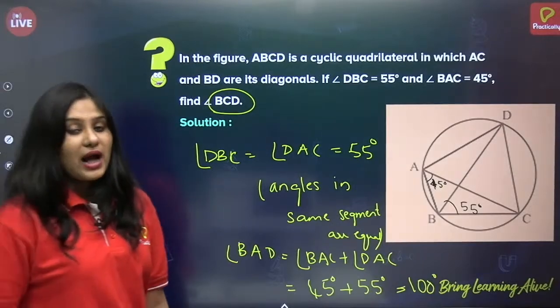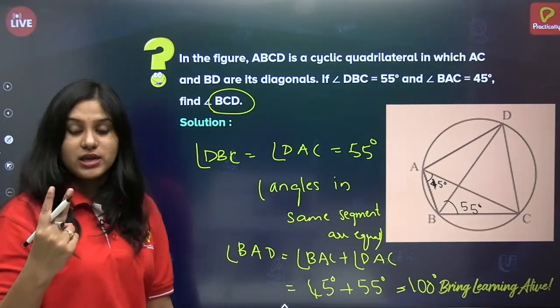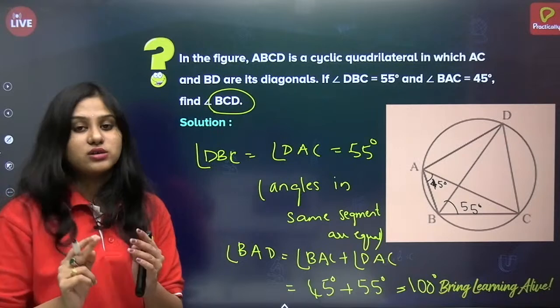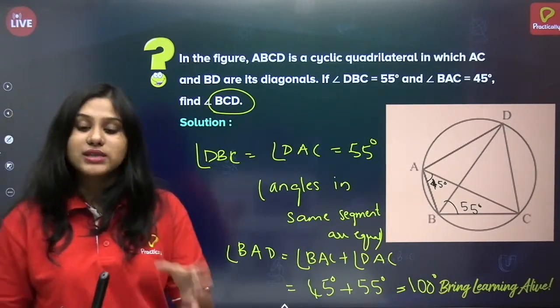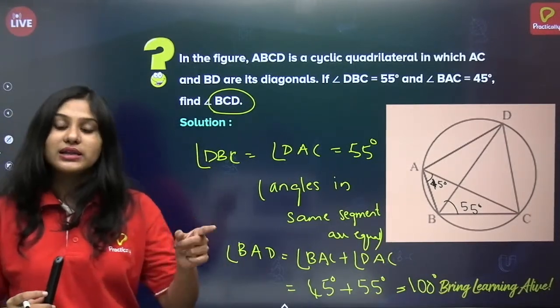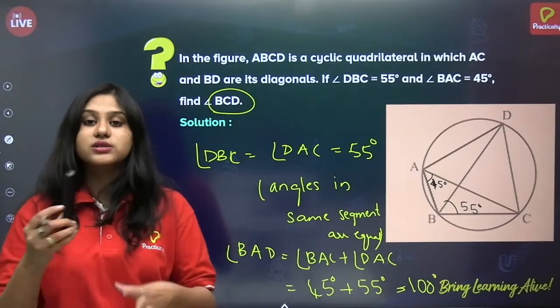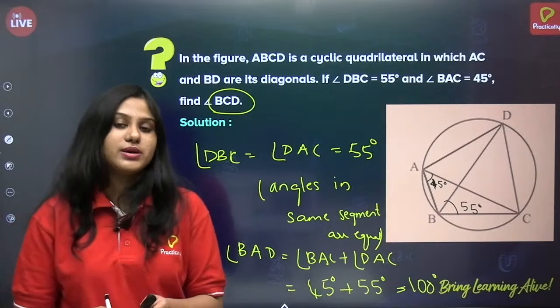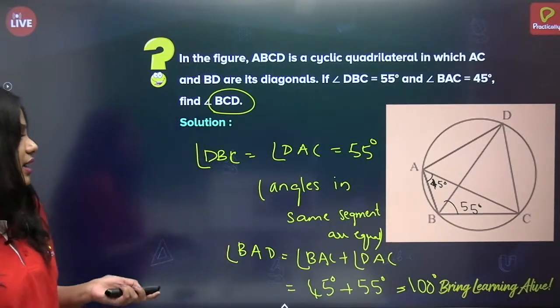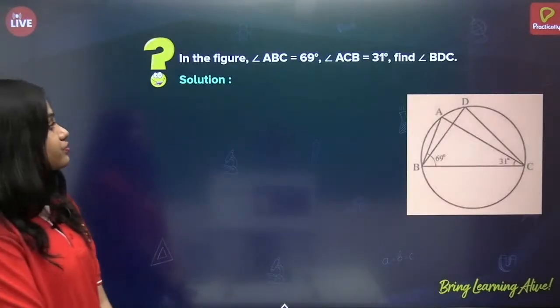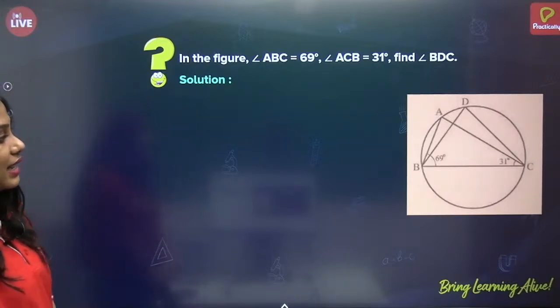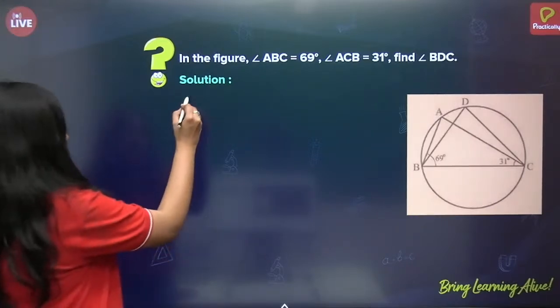So we have used the concept of two theorems here. We have applied two theorems. One is angles in the same segment are equal, and the other one is the cyclic quadrilateral: opposite angles in a cyclic quadrilateral are supplementary to each other. Right? Next. In the figure, angle ABC is 69 degrees.